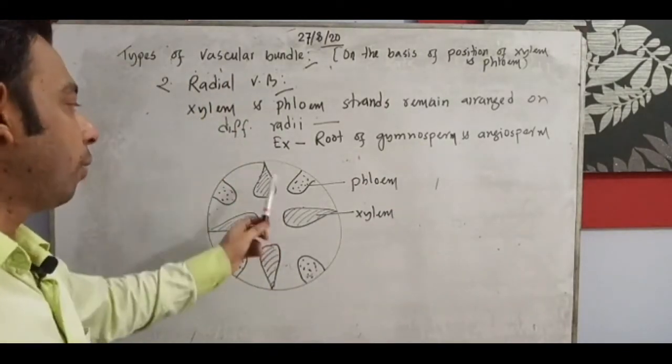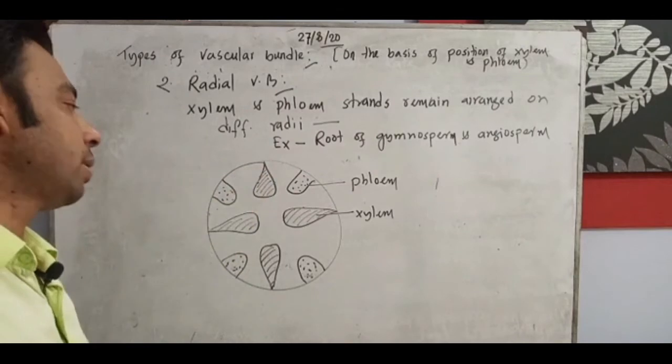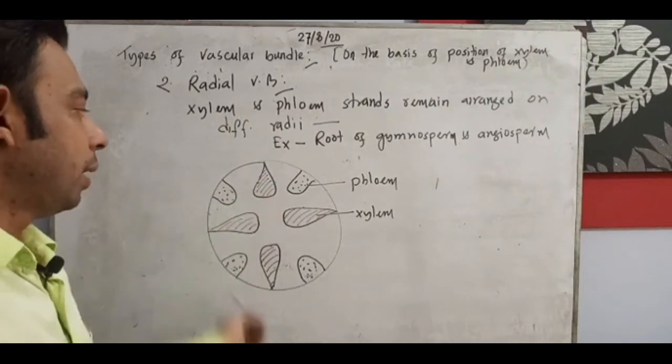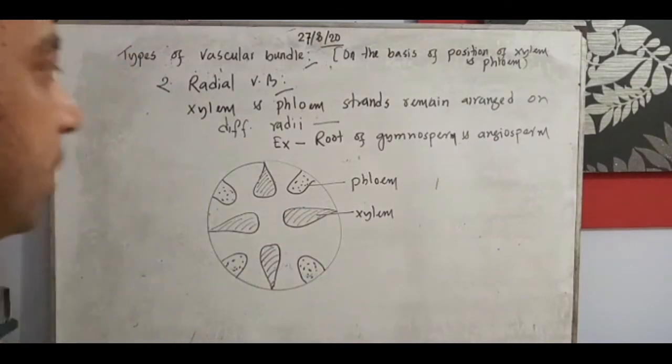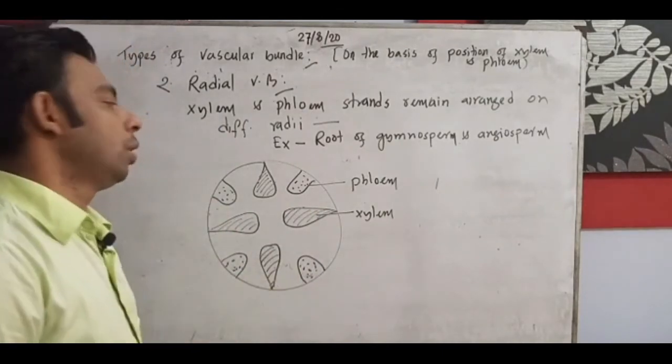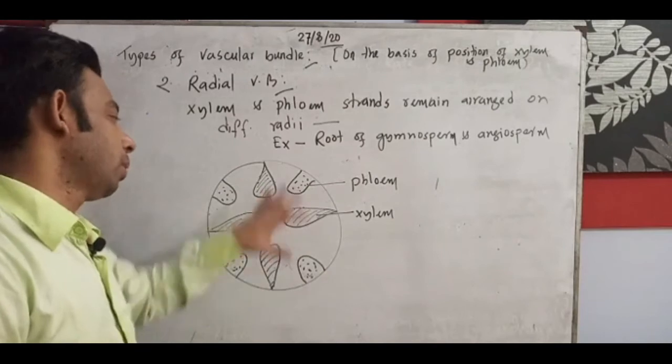So xylem and phloem strands remain arranged on different radii, and in the gymnosperm and angiospermic root we have seen this kind of vascular bundle. It is the radial vascular bundle. This is the figure.